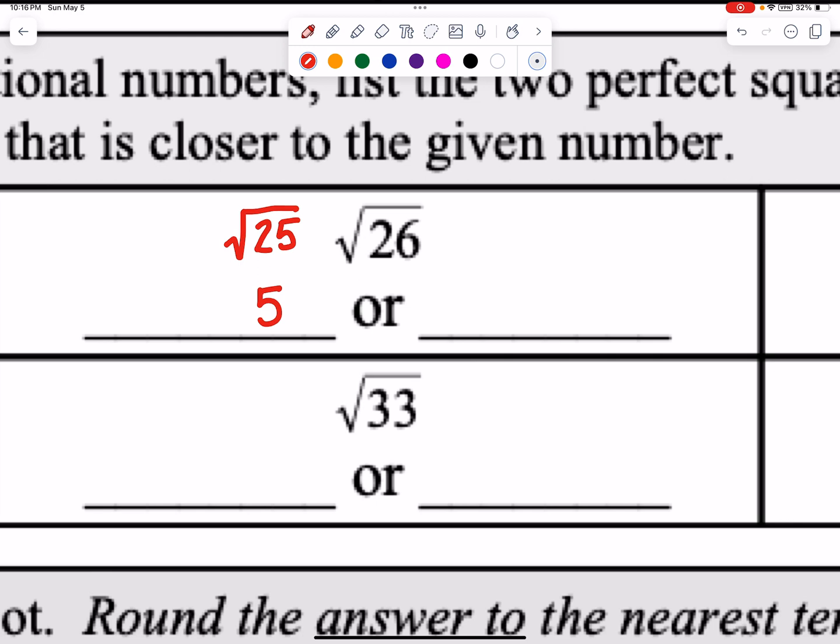And then I'm just going to write the next number up and think about what that squared would be. So 6 times 6, or 6 squared, is 36. And then I want you to look at the space between these two numbers and start thinking about which square root is closer to 26. Well, obviously 25 is really close to 26, so my estimate or my actual answer has got to be pretty close to 5. I would guess maybe 5.1, something like that, because it's only 1 away from 25.